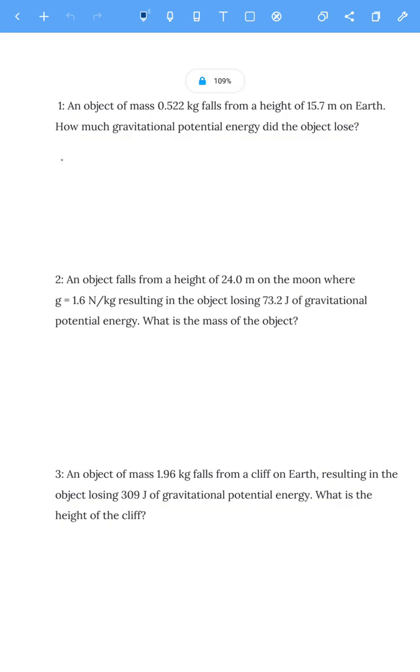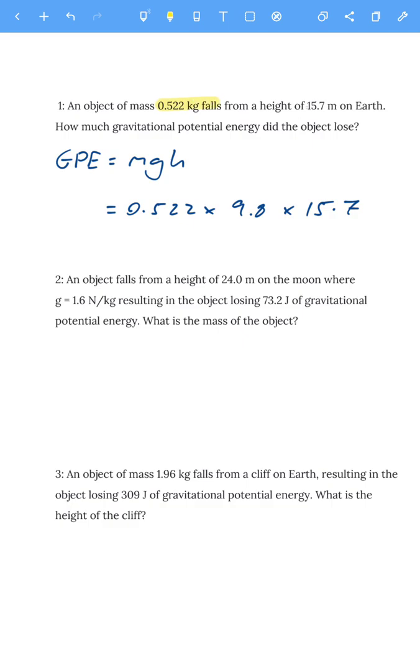So GPE is equal to mgh. No rearranging or anything, just put the numbers in. So it's 0.522 times, now remember gravitational field strength, we need to know that, so it's 9.8 multiplied by the height, 15.7. Sorry, I should have highlighted the information in the question. Anyway, put that in your calculator. That gives you 80.3 joules. I'll just write 80 joules.